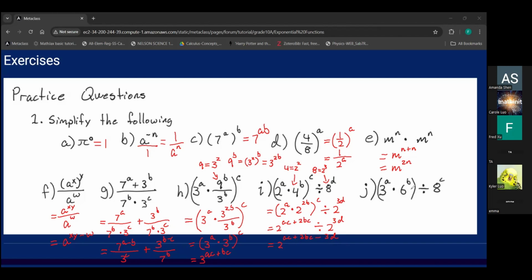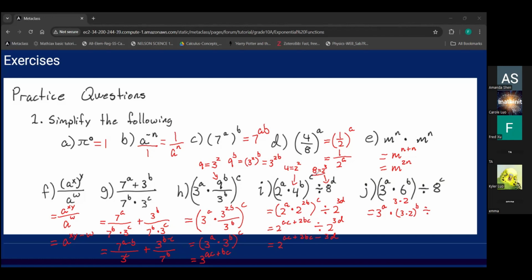And then over here, in order to do this question, what's 6? 6 is 3 times 2. So this is 3 to the power of a, and you can actually get rid of the brackets because this is just multiplication and division. So this is 3 to the power of a times 3 times 2, all to the power of b, divided by 8.